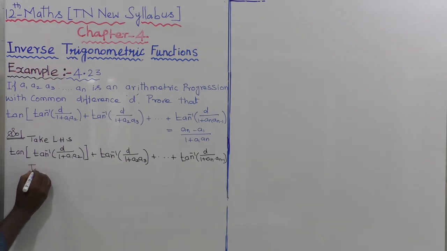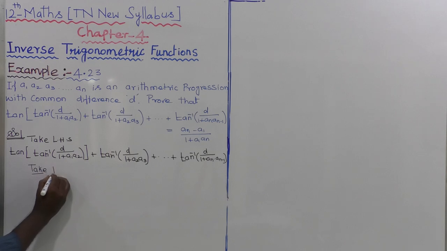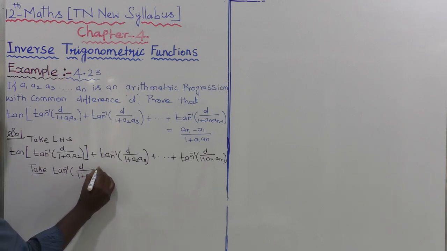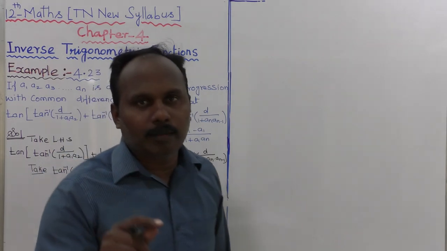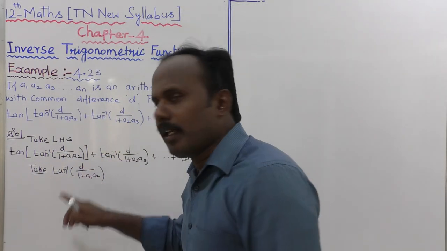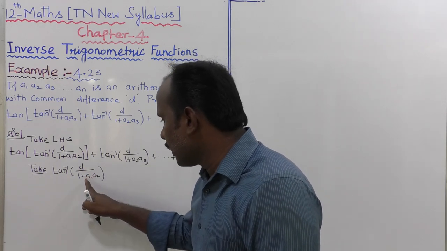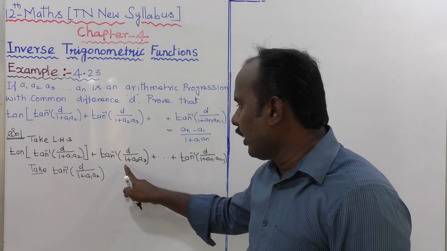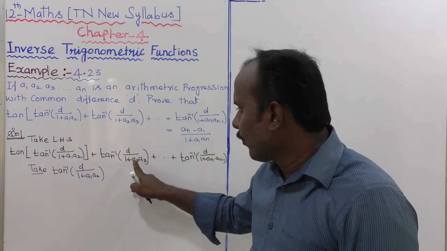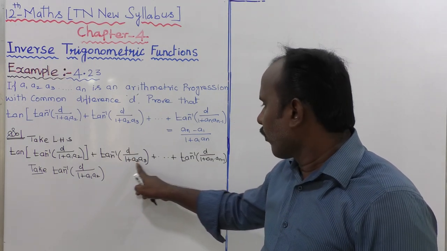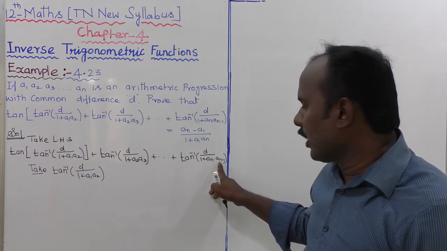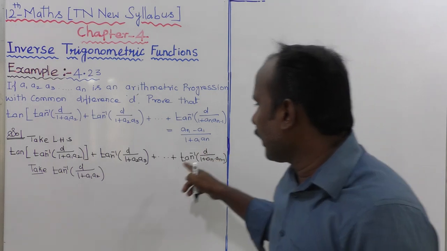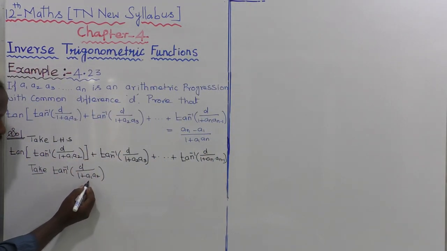Now let us take the value. This one, tan inverse of D divided by 1 plus A1 A2. For this term, D is a common difference. For the next term, tan inverse of D divided by 1 plus A2 A3, D means A3 minus A2. For this one, D divided by 1 plus AN AN minus 1, D means this one, AN minus AN minus 1. So the common difference D we consider, we consider it by the denominator.